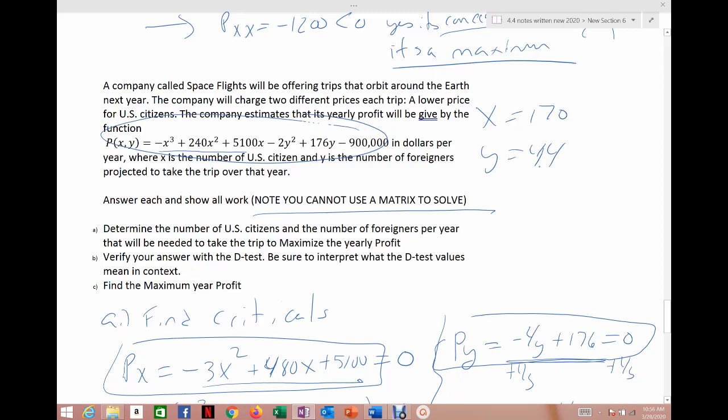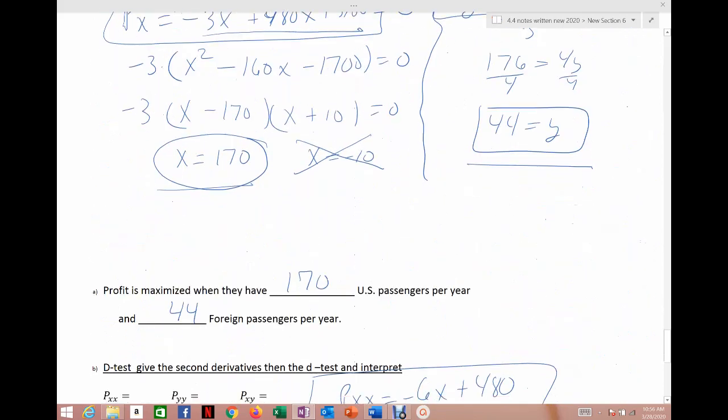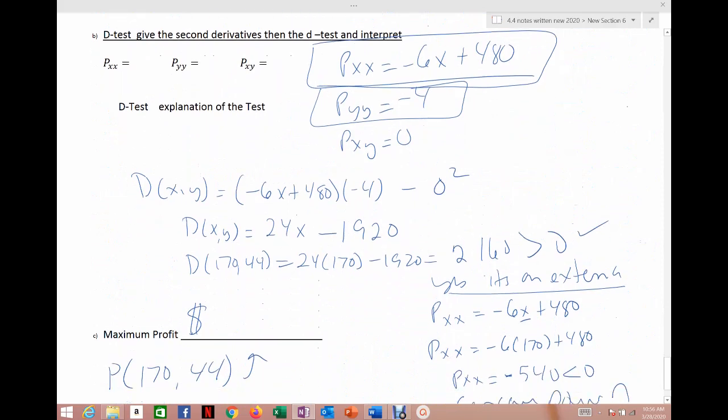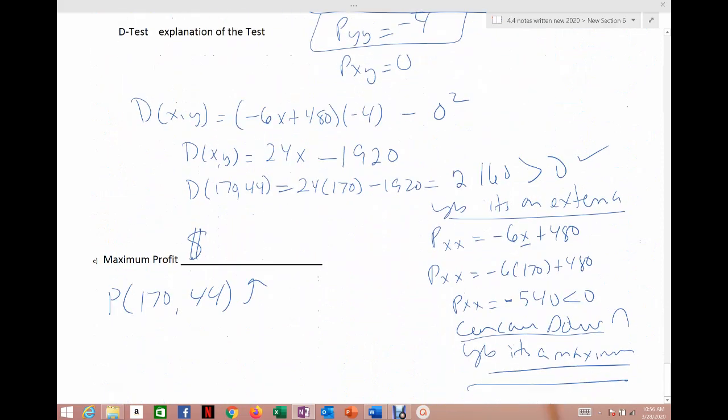Alright, double check me on this. I get that it comes out to be almost 2,199,382 is my maximum profit. Alright, we will stop there. Again, make sure that you look this over.